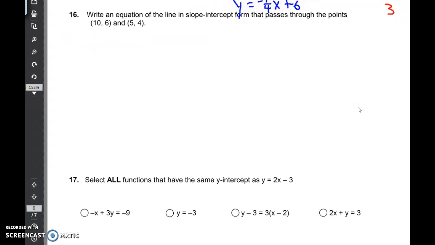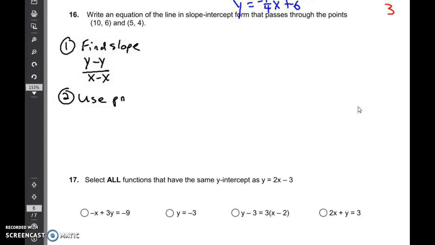(16). Now we have 2 points. We don't have the slope, but if you have 2 points, you can find the slope. So first, we're going to find the slope, and that's y minus y over x minus x. Second, we're going to use point slope, and that's y minus the y equals m times x minus an x. And then we're going to solve for y.